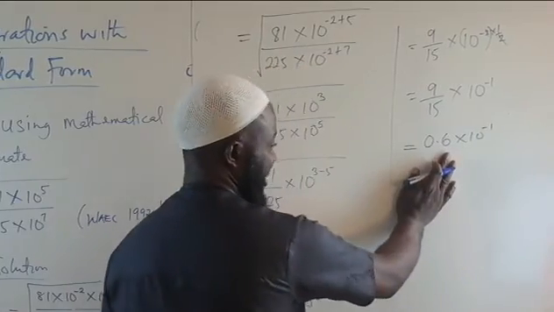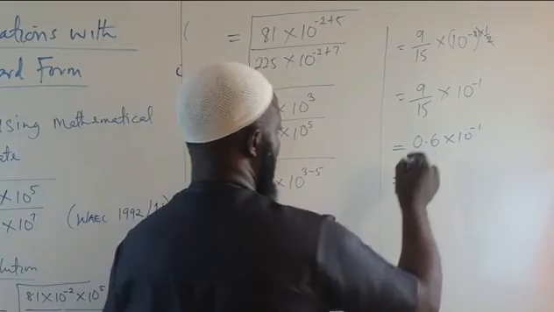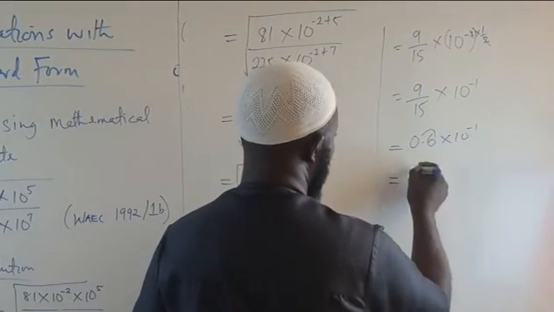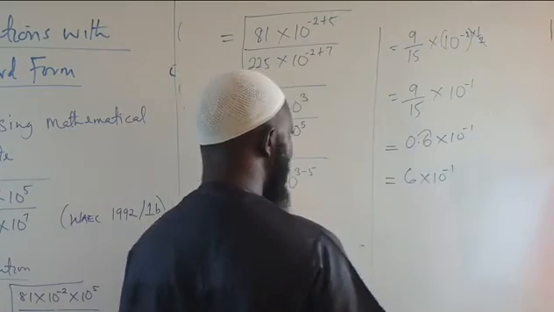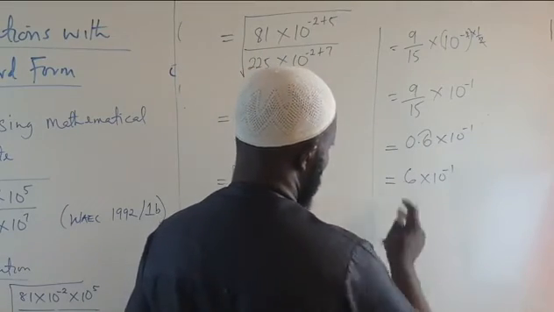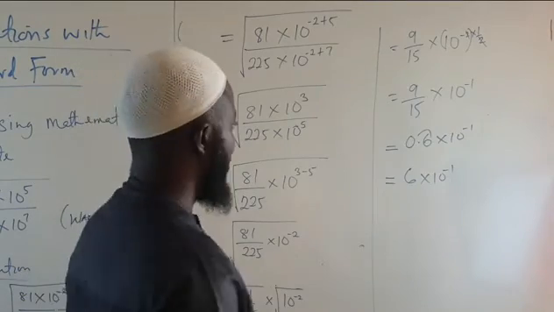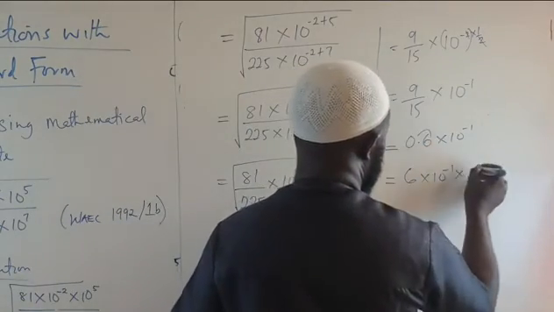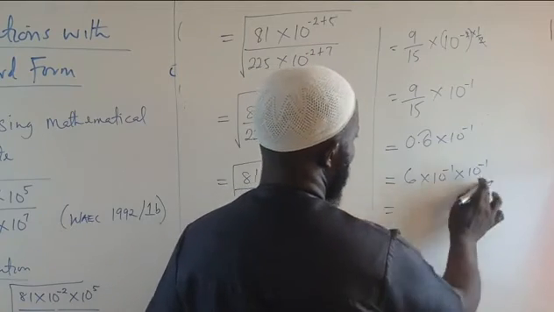So this is not a standard form. So you have to change this to standard form. How do we do that? So move this, don't forget. That will be 6 times 10 raised to the power minus 1. We have moved it once. And because this number is less than 1, it's going to carry what? Negative. So times this 10 raised to the power minus 1. Good. So we can then combine this.